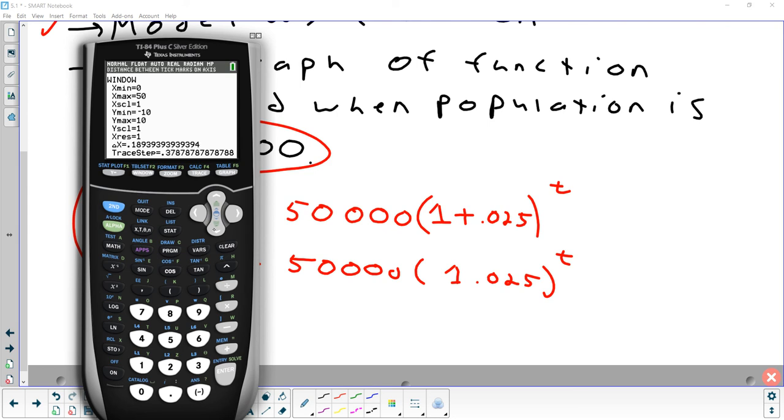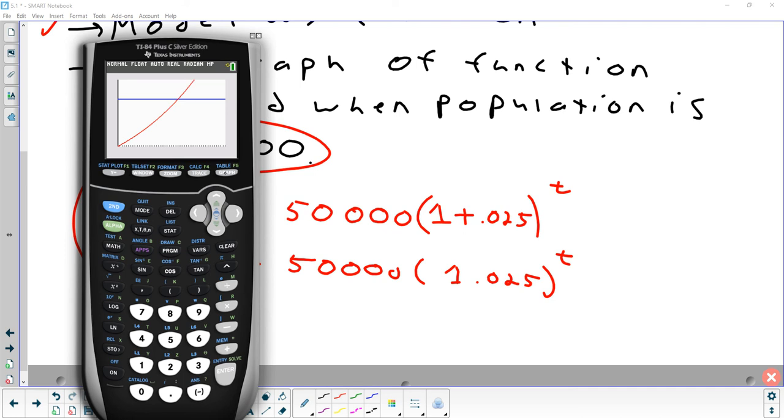What's the smallest amount of people that we can have in this problem? 50,000. We're assuming it's growing the whole time. And we want to know when it hits 100,000, so let's go to 120. So there's a line at 100. Here's the model of my population. It's a little hard to see, but it is a curve. It's not linear. It's curving up.